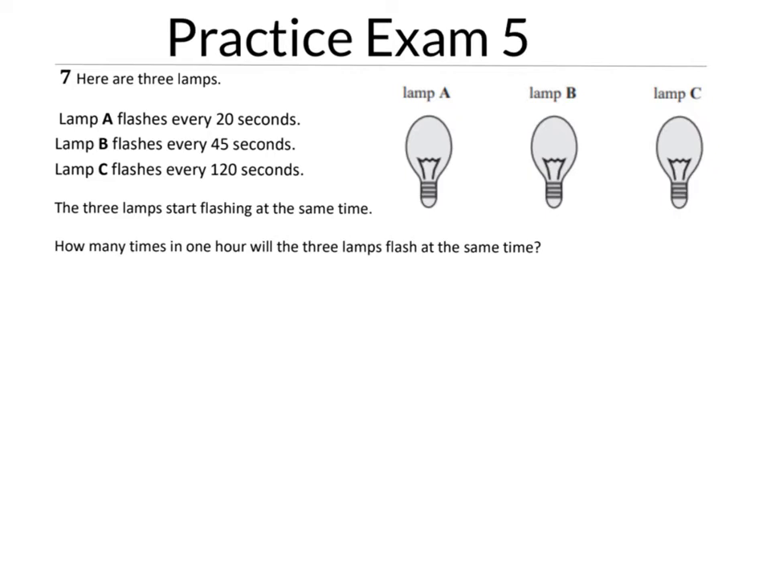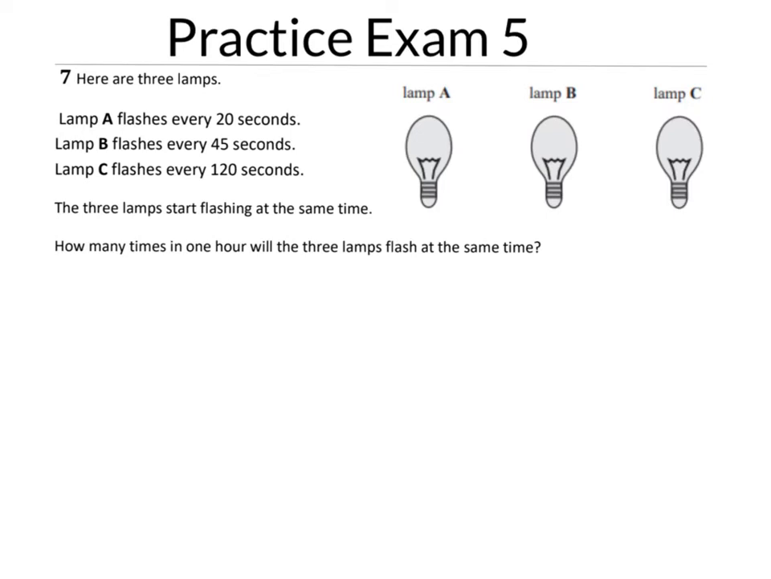The lamps flash at the same time when these numbers match up. Mathematically, what we're looking for is the common multiples of these numbers. One way to do it would be to write a list. That might be okay, however, if the numbers are quite difficult, you could be writing the list for a long time. The other approach would be to do a Venn diagram and firstly get the prime factors of each number.